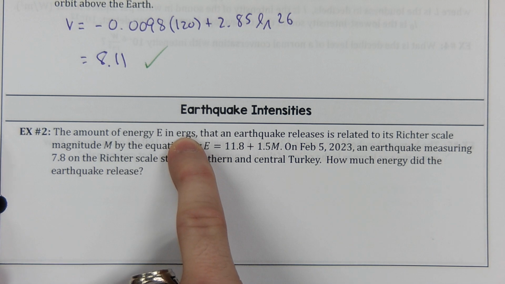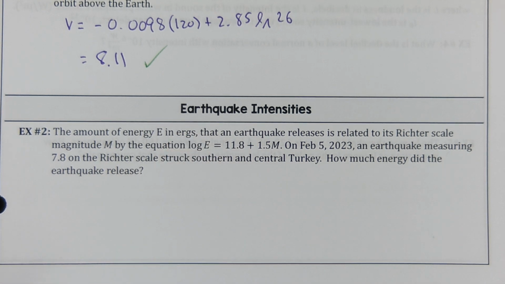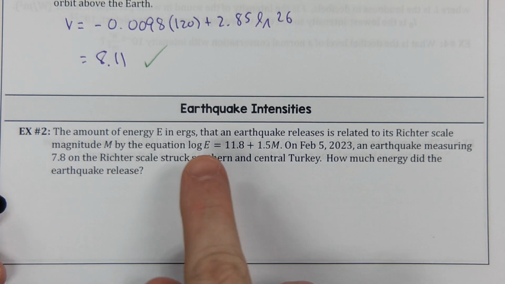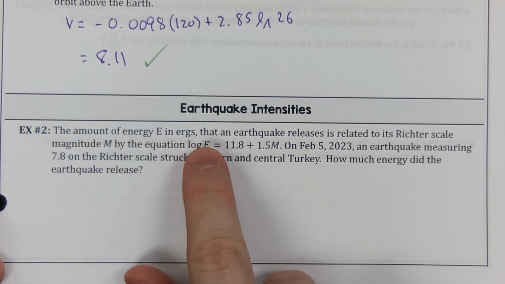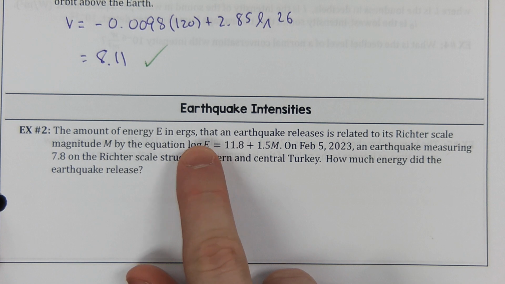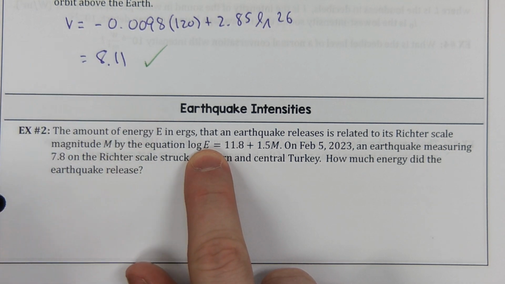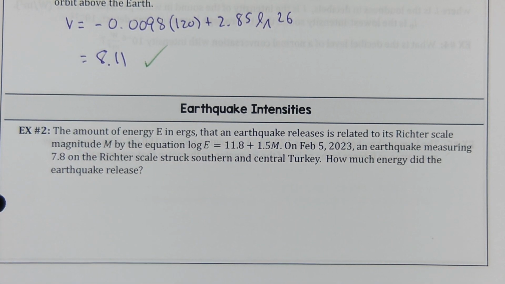So anyway, the amount of energy in ergs that an earthquake releases is related to its Richter scale magnitude, capital M, by this equation. So log of E, this is not log base E, this is log of the amount of energy in ergs. 11.8 plus 1.5 times the magnitude. On February 5th, 2023, an earthquake measuring 7.8 on the Richter scale struck southern and central Turkey. We want to know how much energy it released in ergs. It's going to be a lot.